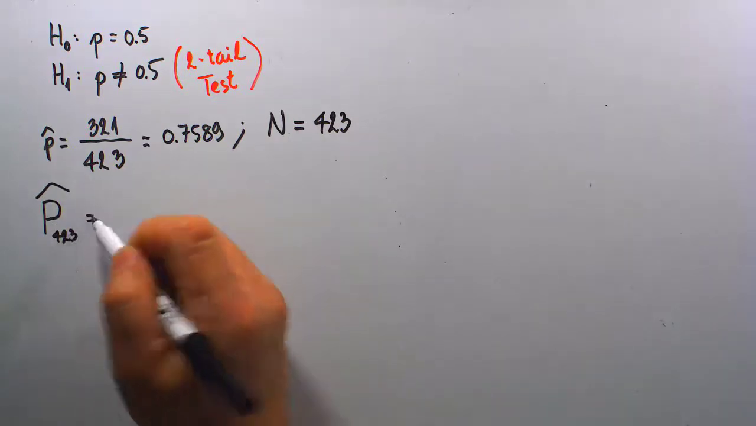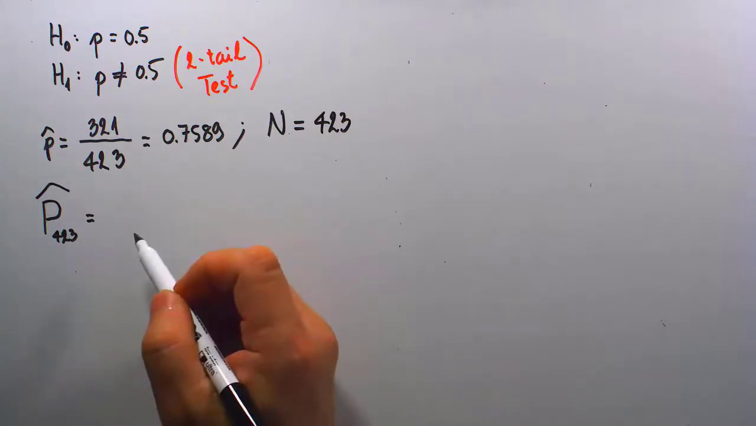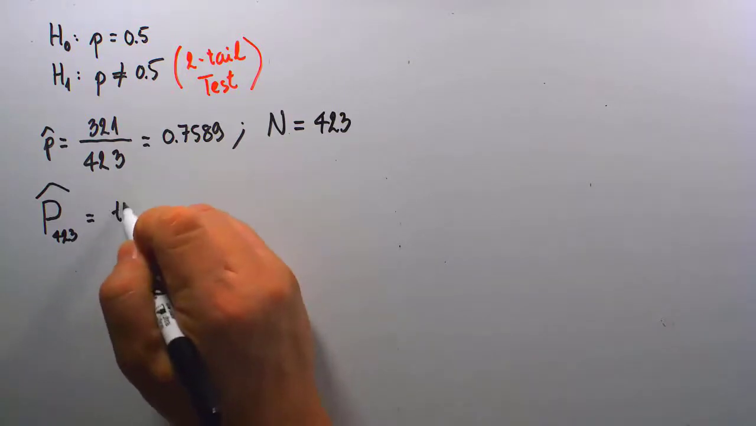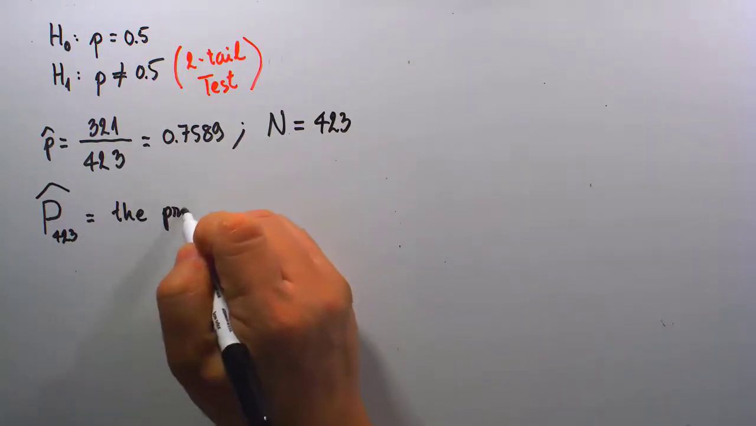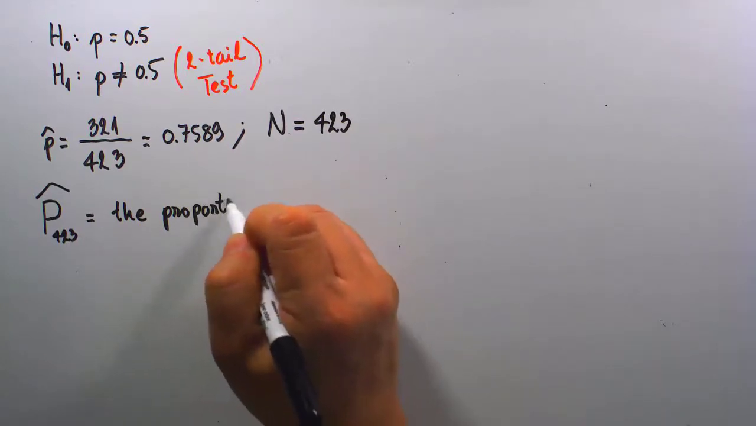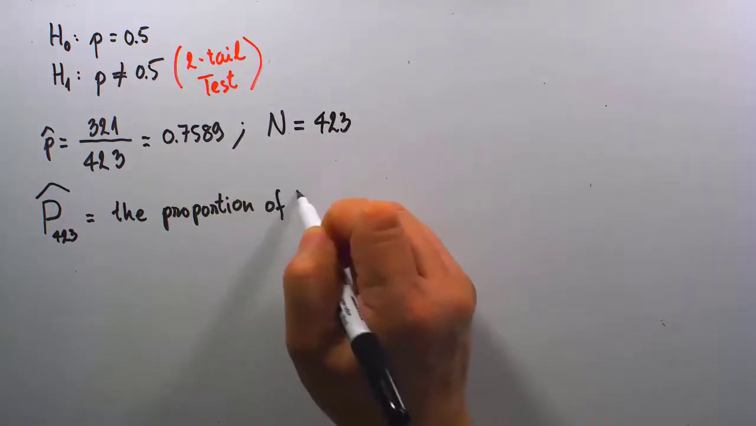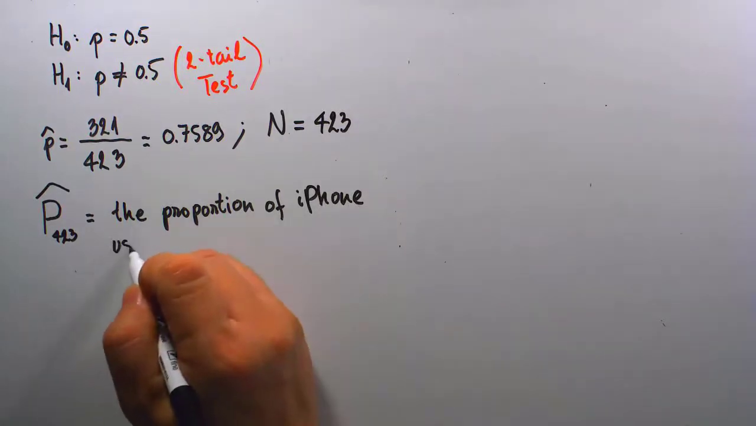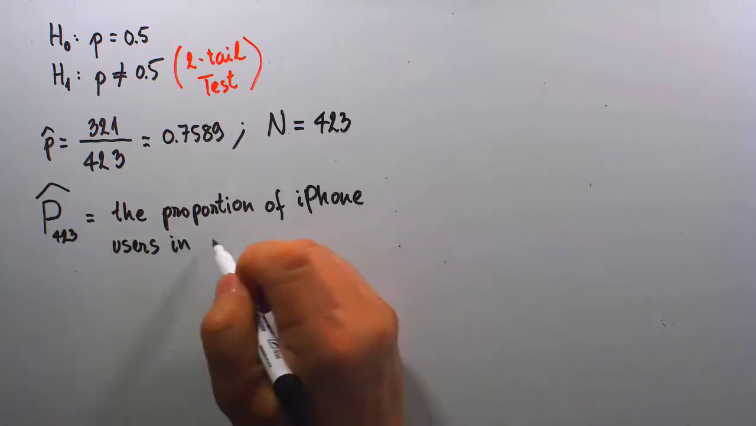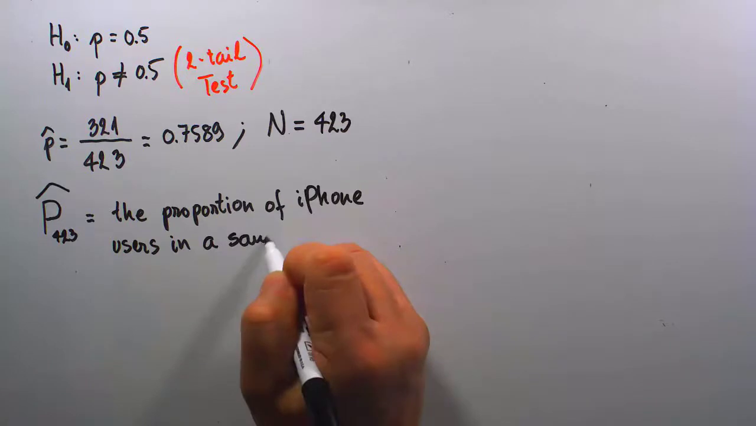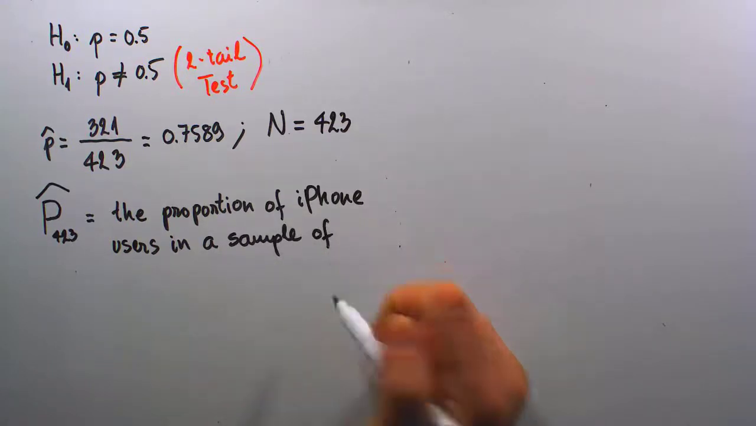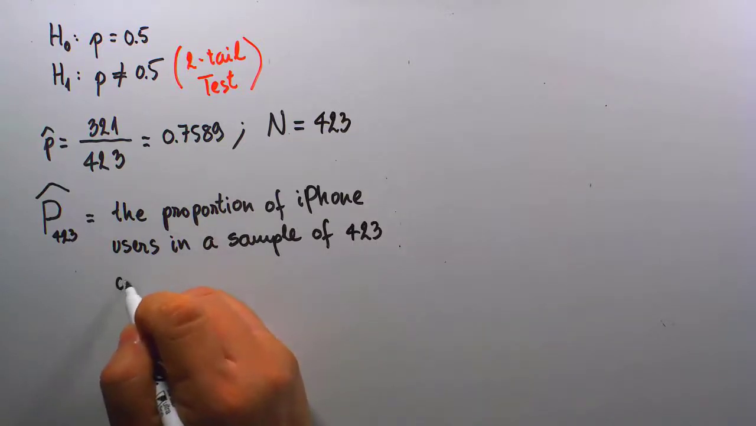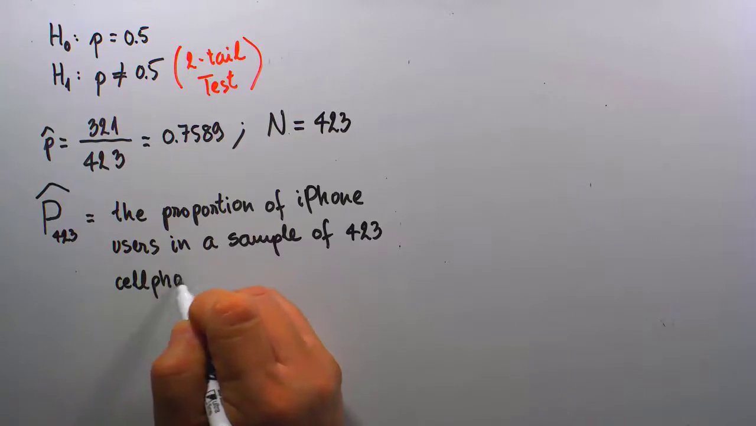And so again, let me quickly write down the description of our capital P hat. So capital P hat as a random variable represents the proportion of iPhone users but in a sample of 423 cell phone users.